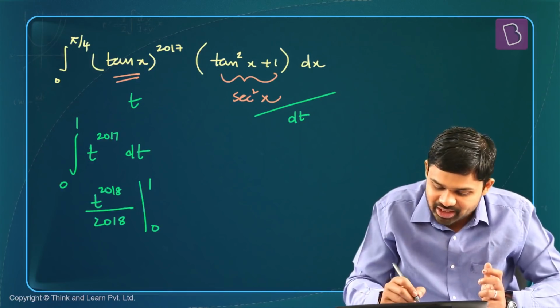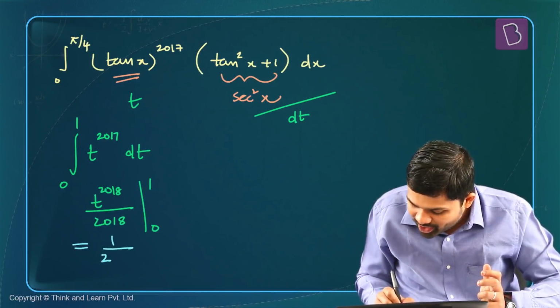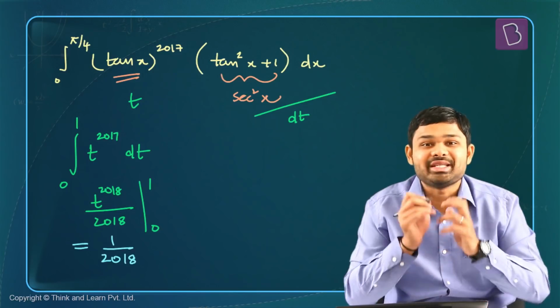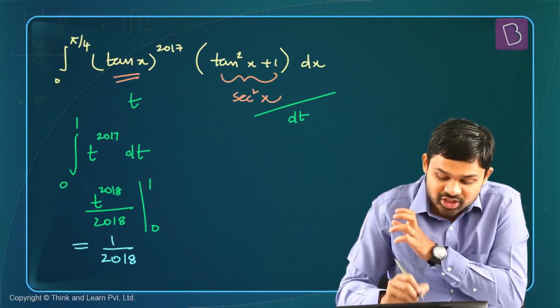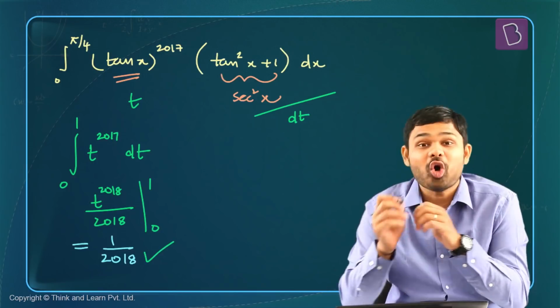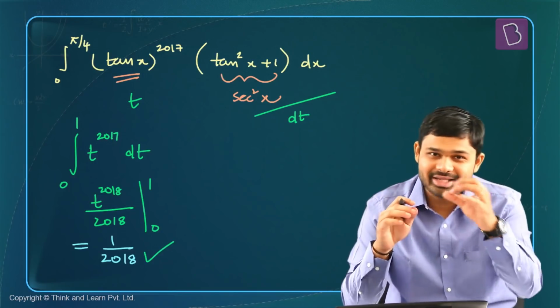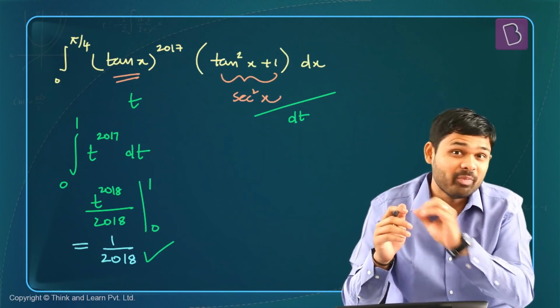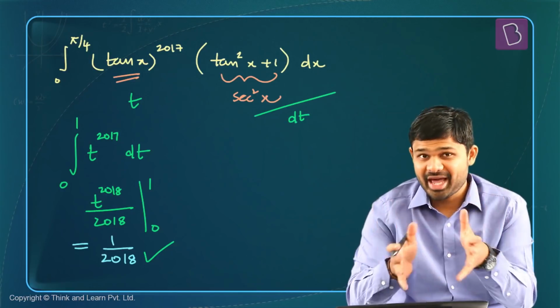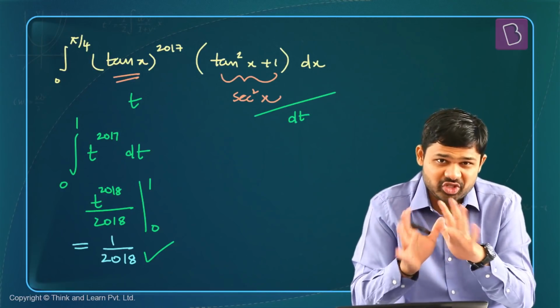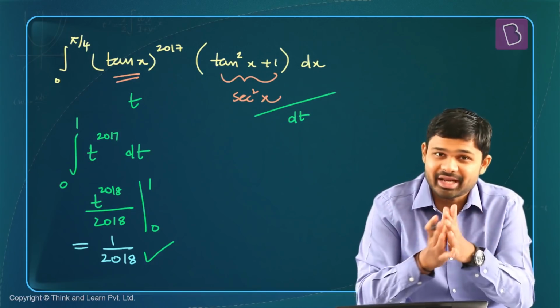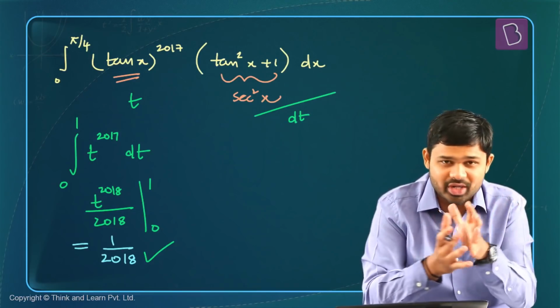Which gives me the answer to be equal to 1 over 2018, which is exactly what is given in the options. So the second answer is also true. So you mark the second option also. So options 1 and 2 are both correct so far. Again, if you feel that you've solved this question enough, you can stop here, get partial marks for the answers and move on to another question.